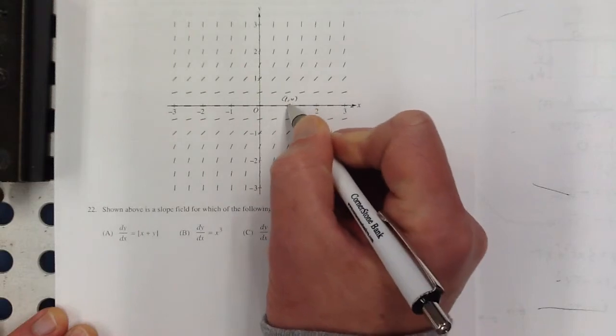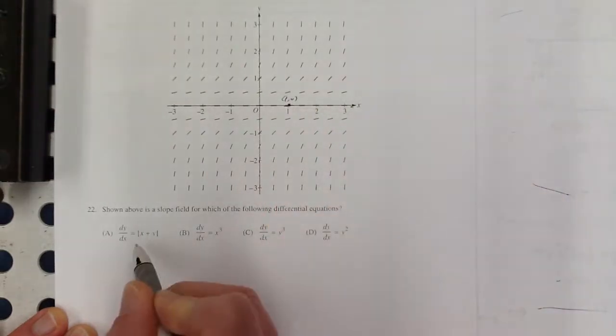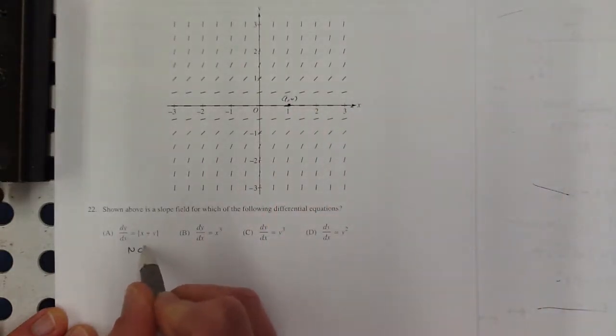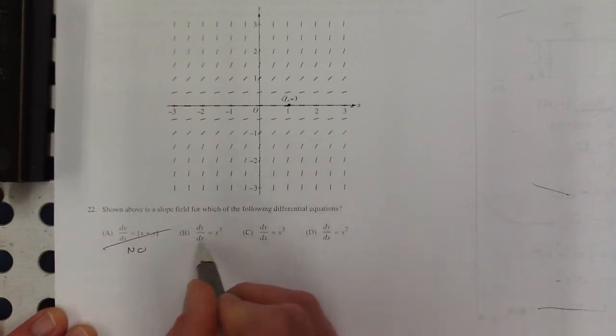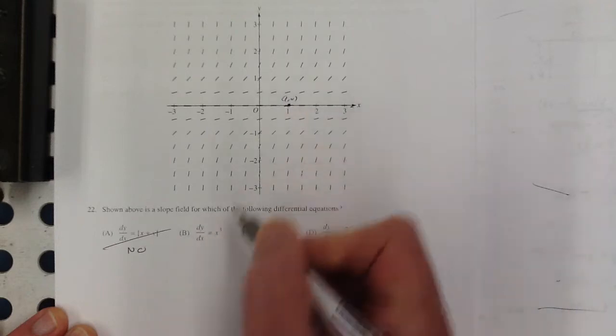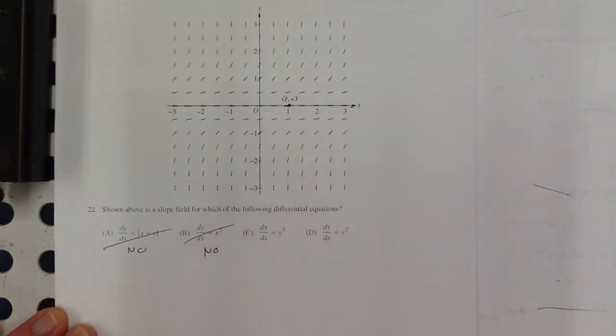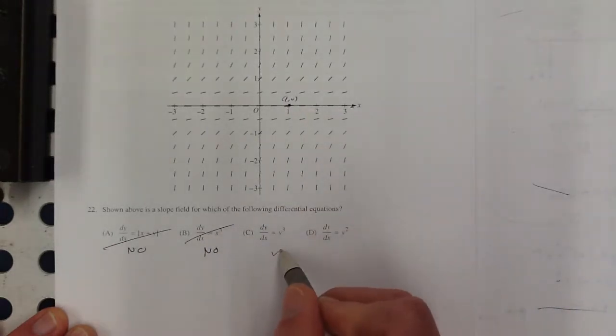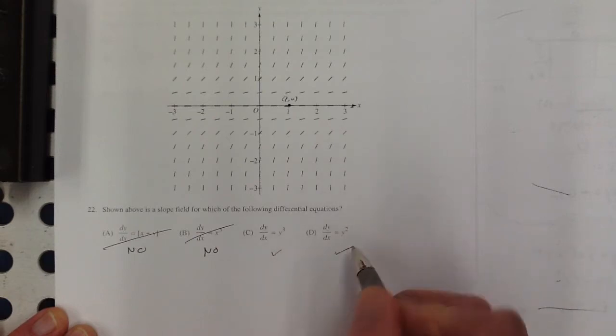slope of 0. That's the point 1, 0 right there. Do I get a slope of 0? No. So that is not a contender. Here, at the point 1, 0, that would have to be a slope of 1, so nope. This works, and this works.